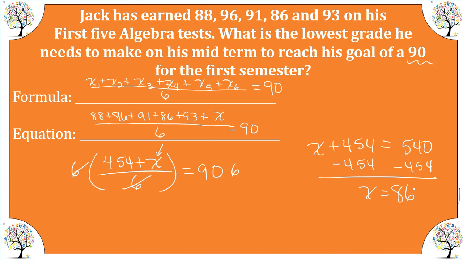So if Jack makes 86 or higher, he will earn an A for the semester.